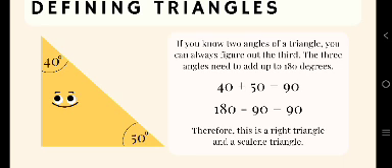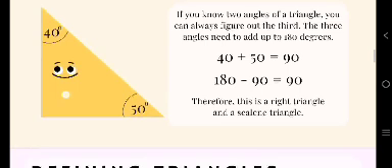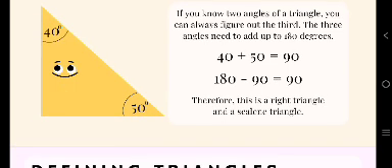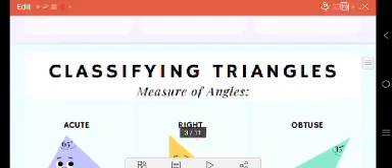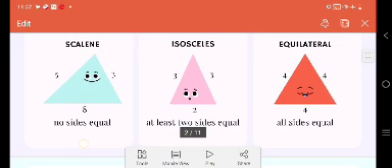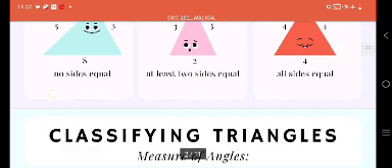So 40 degrees plus 50 degrees comes to 90 degrees, and we know that the sum of all three angles is always 180 degrees. So 180 minus 90 is 90. So we have one angle as 90 degrees. Therefore, it is a right angle triangle and a scalene triangle. Because what was the case of a scalene triangle? We knew that in a scalene triangle, none of the sides were equal.